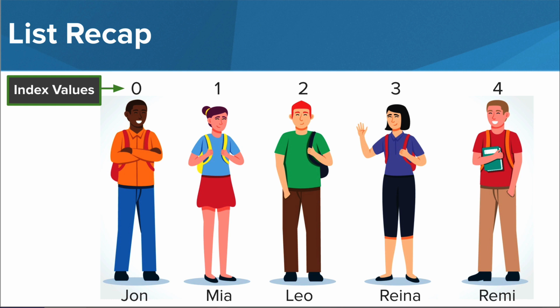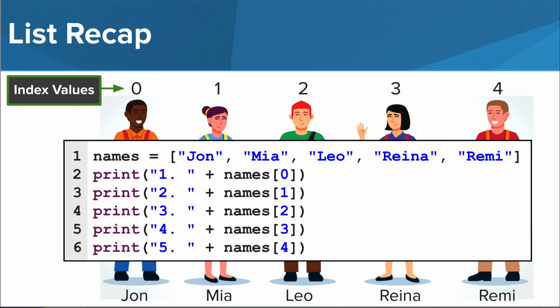If we wanted to print out each student's name in a numbered list, we could use some commands like this. In each command, we are printing a number and then the item that is accessed at each index value in our list. But this is kind of tedious. Imagine if our list had 20 items. What about 100 items? This could get out of hand very quickly.